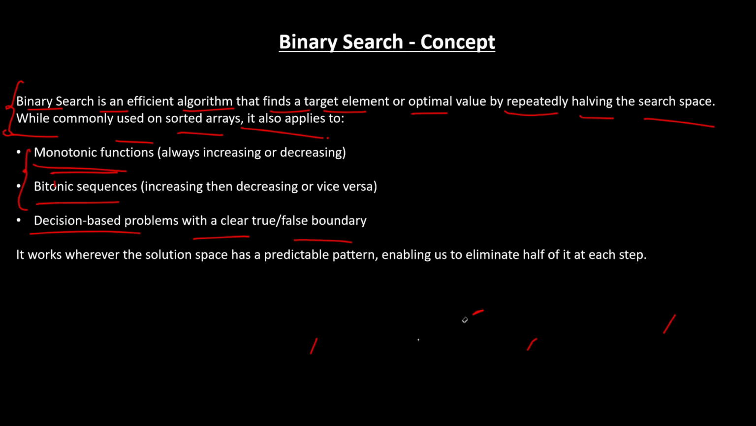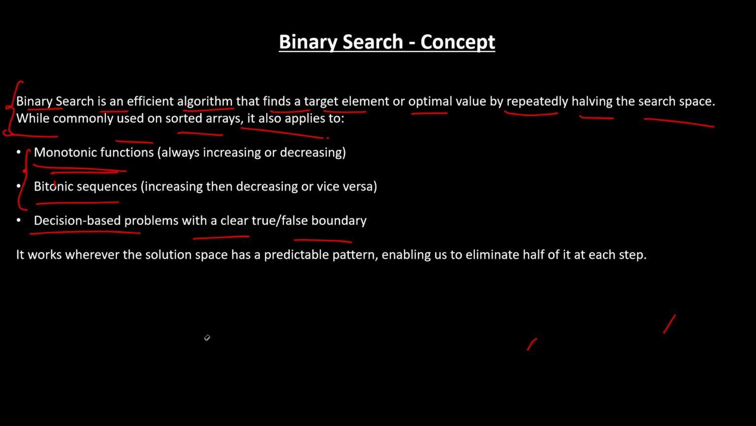Then comes the bitonic sequences. Bitonic sequences are basically where first it goes in an increasing manner, then it goes in a decreasing manner, and then it goes in an increasing manner again, right? Or it goes vice versa. It is decreasing, then it goes increasing, this way. These are the sequences I have given you.